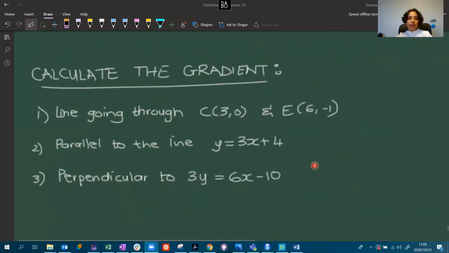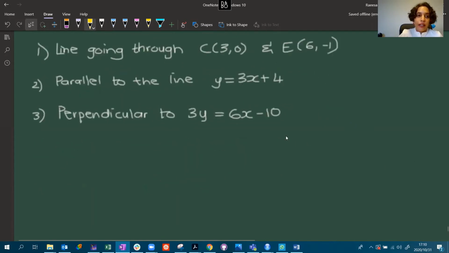So let us have a look at a few examples. Please pause this video now and attempt it by yourself, and then continue so that we can mark it together. So let us have a look through it. We have to find the gradient in the following cases. The first case is a line going through C, which is 3 and 0, and E, which is 6 and 1. In the first case we can calculate the gradient using the gradient formula.